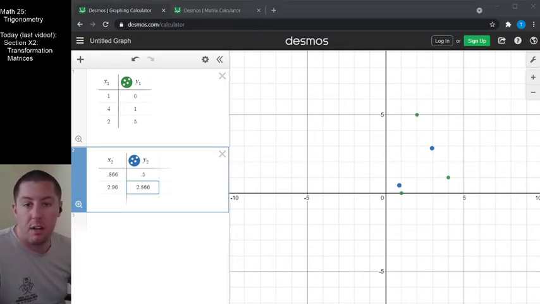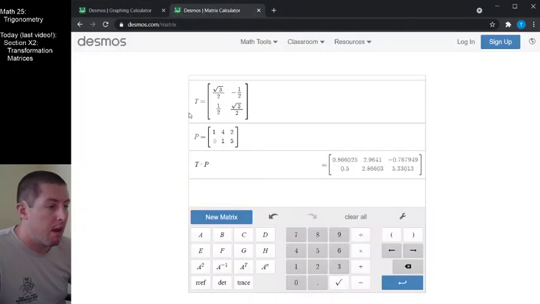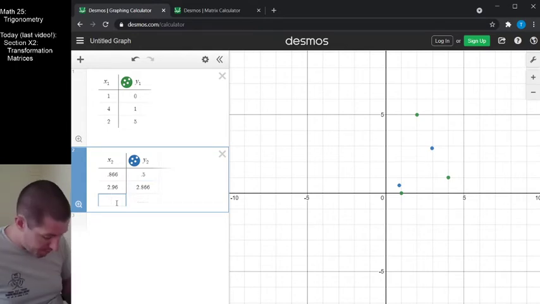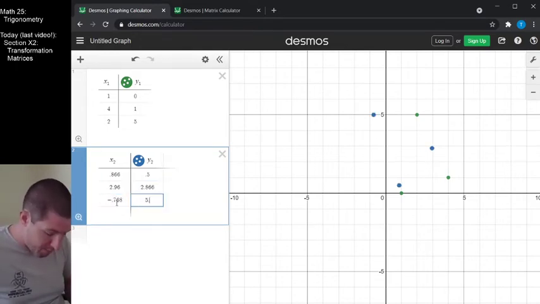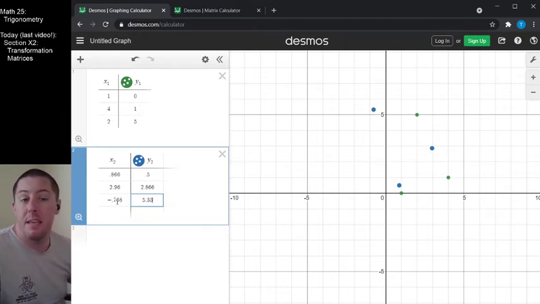And finally, let's get our last point right here of negative 0.768, if I'm rounding, negative 0.768, 5.33. And it seems like this blue dot here is our rotated version of this green dot right here. So I'm going to change some colors right here to hopefully make this a little bit easier for some people to see here.